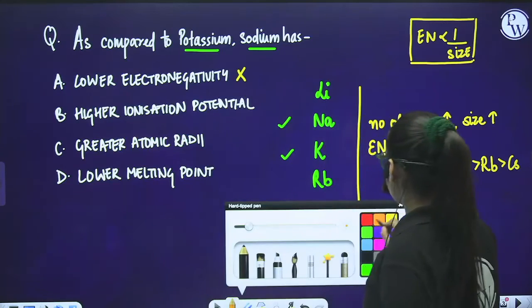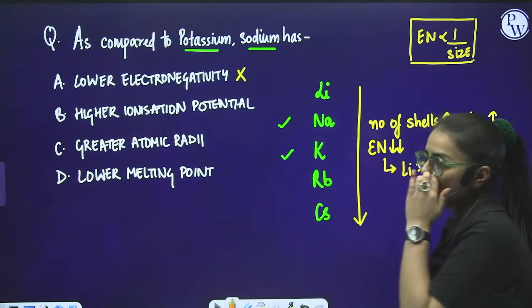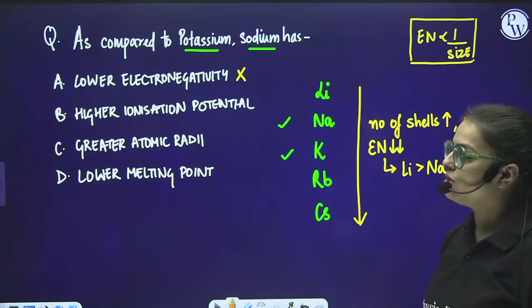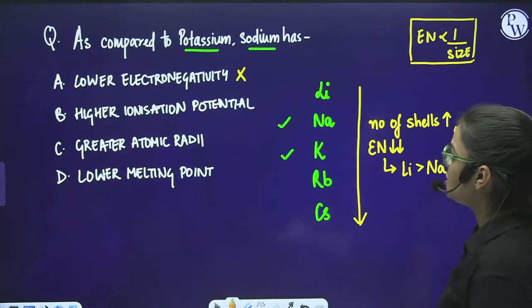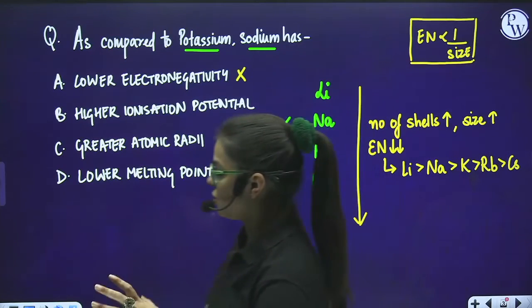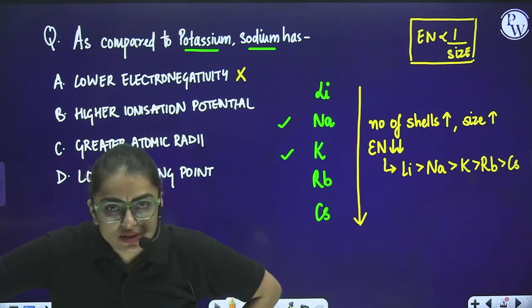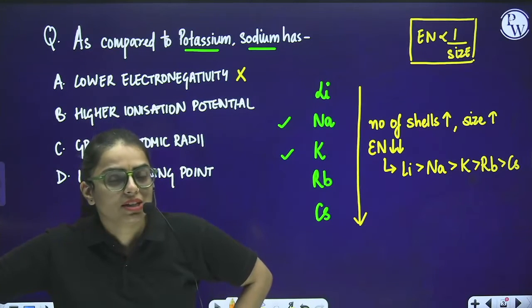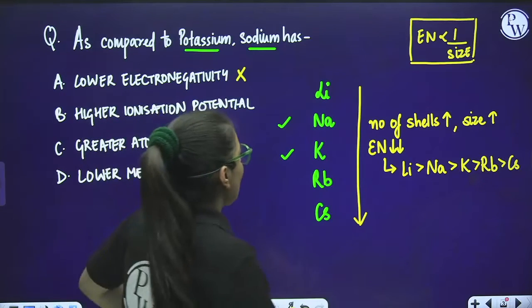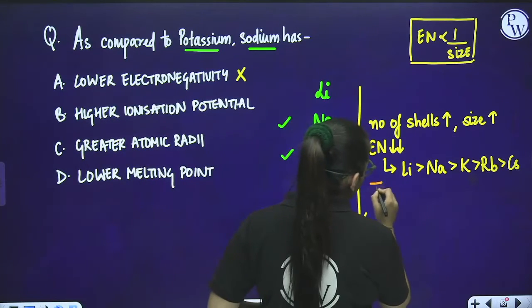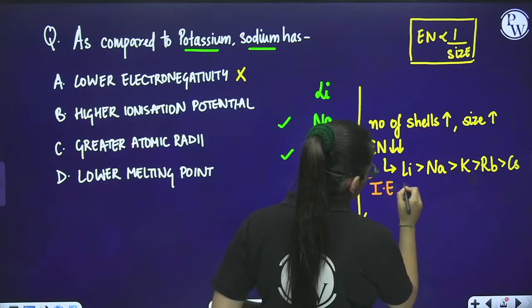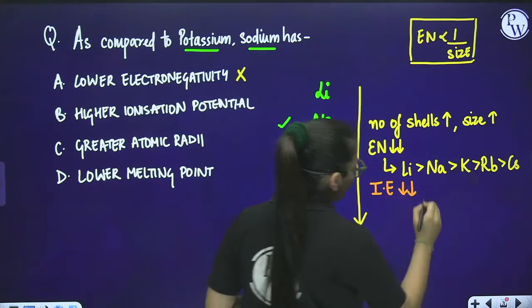Let's see the B part now. In B part, they are talking about ionization potential or ionization energy. Now, see, what is an ionization potential or ionization energy if I'll talk about? Now, students, understand this very basic key point. It's very, very simple. Again, if size is increasing, ionization energy or ionization enthalpy will also decrease.